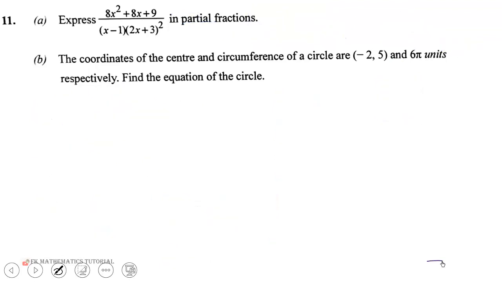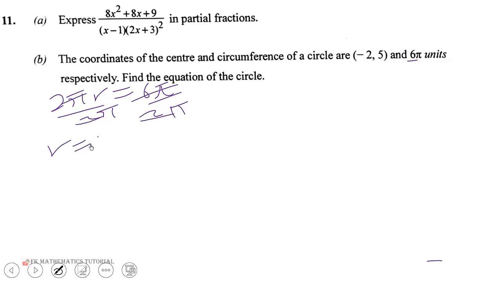The coordinates of the center and circumference of a circle are negative 2, 5, and 6 pi units respectively. Find the equation of the circle. So let's begin from here. The circumference of a circle is 2 pi r is equal to 6 pi. So dividing both sides by 2 pi, you get the radius to be equal to 3.